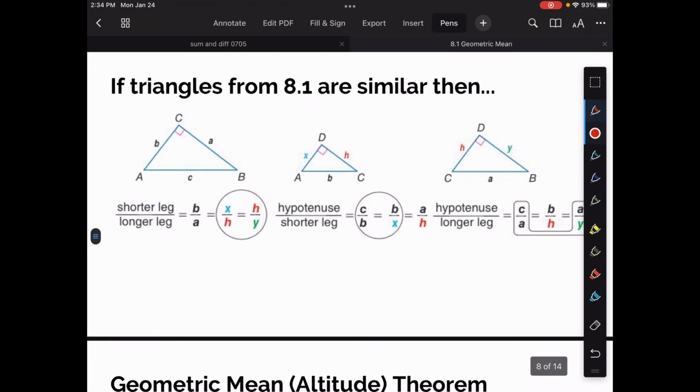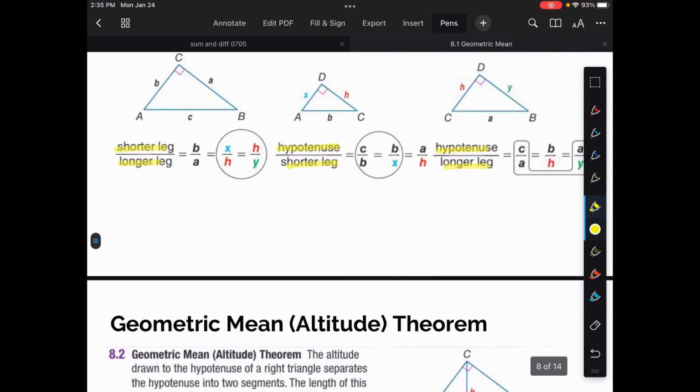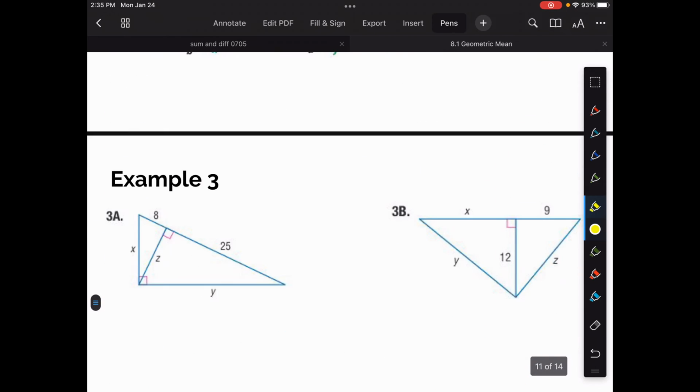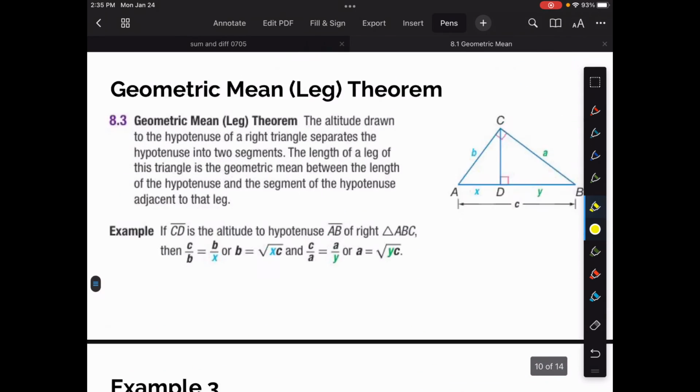And then it says if triangles from 8.1 are similar, then these are the ratios that are always going to hold up. You might want to just memorize these, but basically any part of these, since they're similar, they're going to be proportional. So the short over the long leg, the hypotenuse over the short leg, or the hypotenuse over the long leg, they're always going to be proportional or equal in value. We can use that shortly after I talk about the geometric mean altitude theorem and the leg theorem. We'll do an example and then we'll be done.